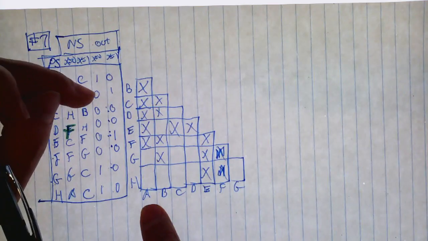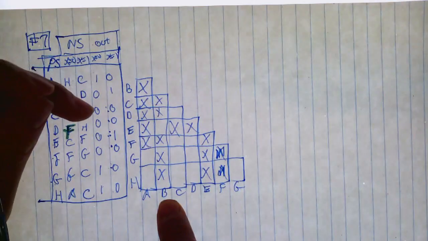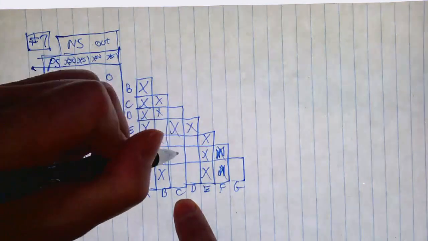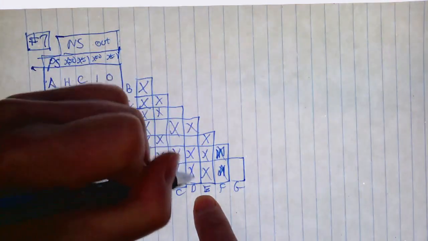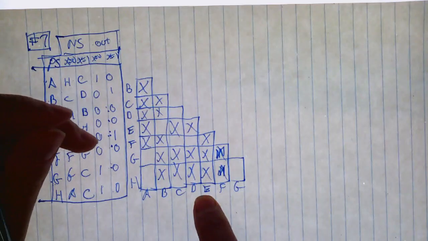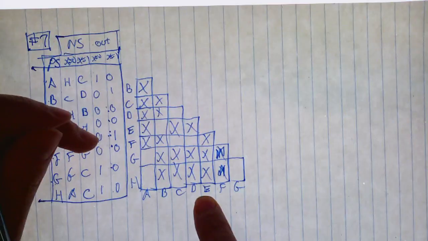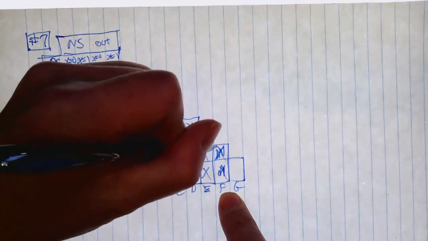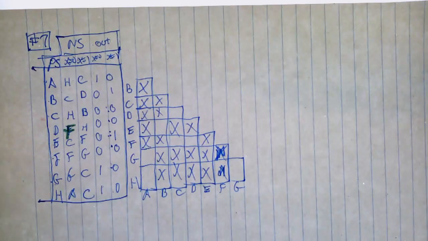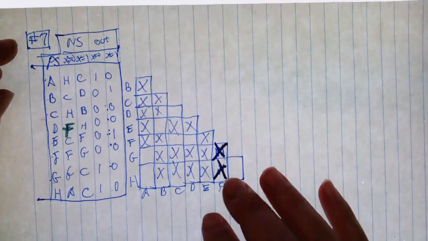Let's see, B is different from G and H. C is different from G and H. D is different from G and H. E, yeah, we already have it's different from G and H. And F has to be different from G and H, so this does get an X. Darn it. And G could be the same as H, we don't know. So that actually eliminated quite a bit.